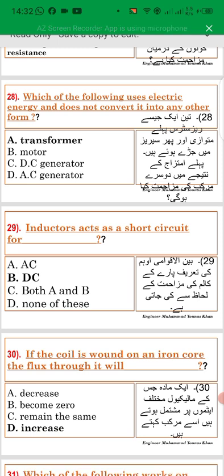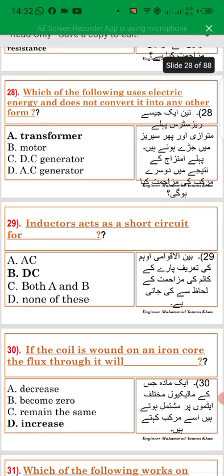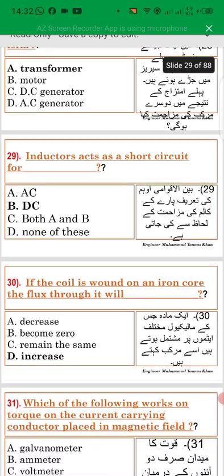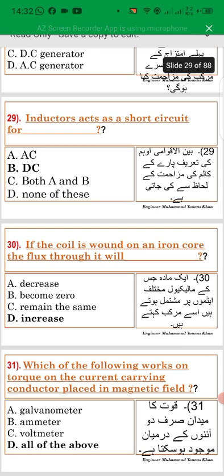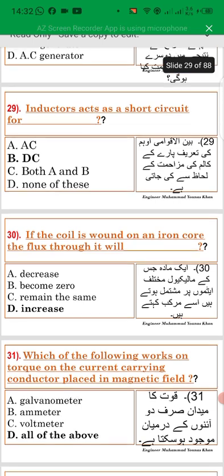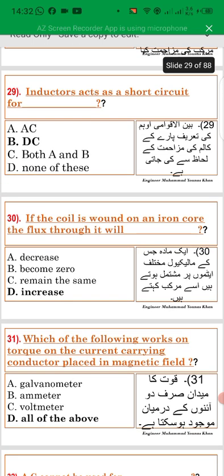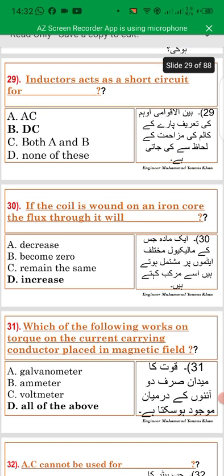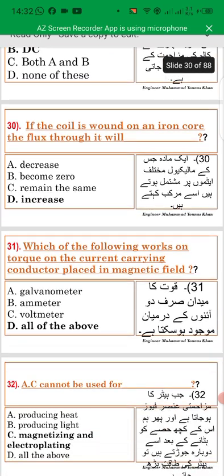Which of the following uses electric energy and does not convert it into any other form? Transformer. Inductor acts as a short circuit for DC. If the coil is wound on an iron core, the flux through it will be increased.